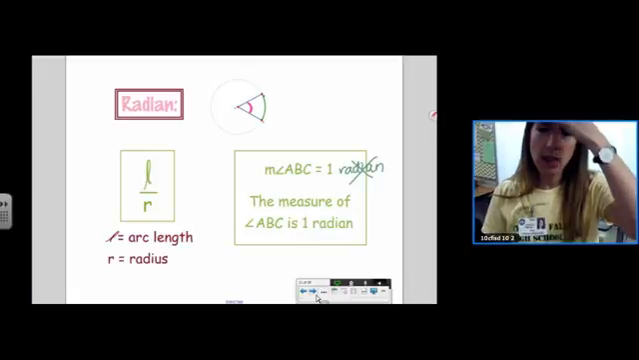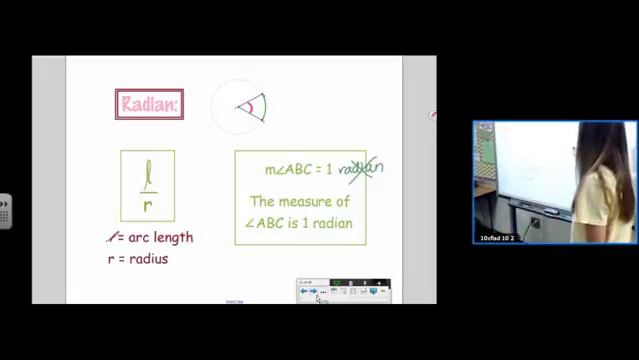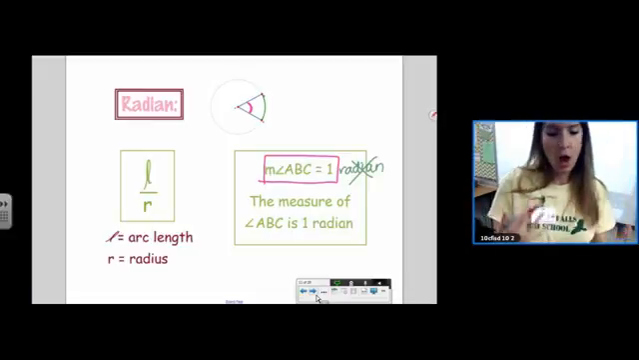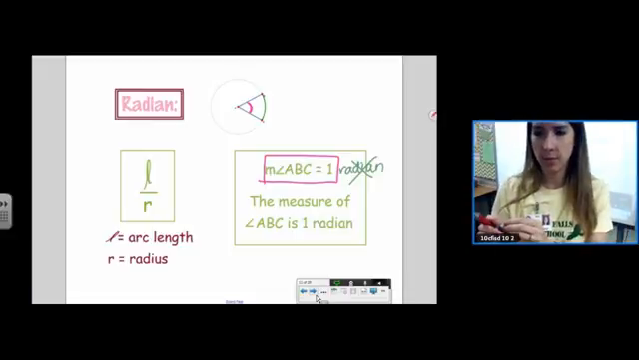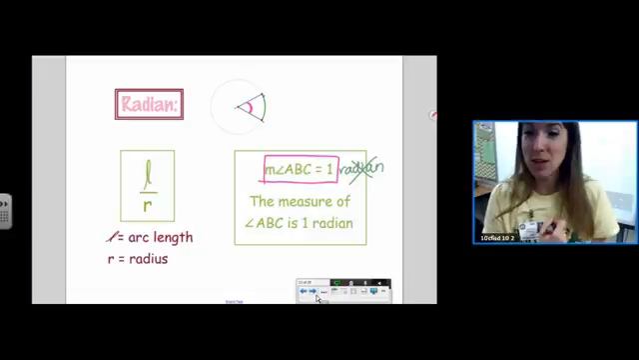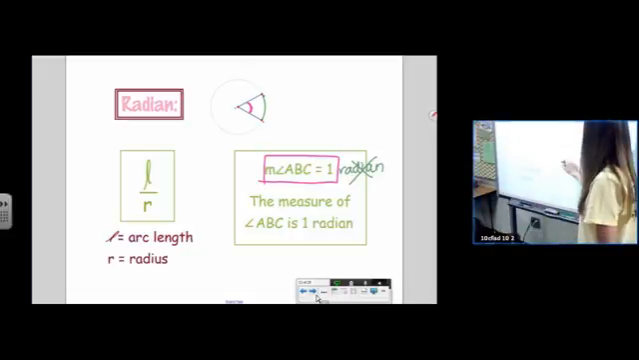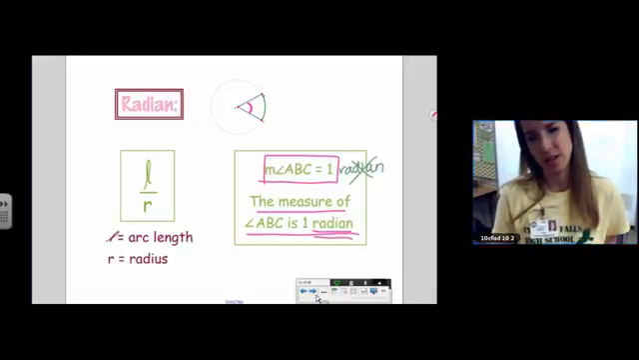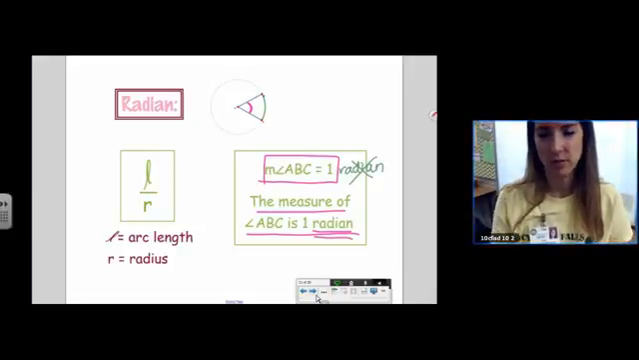So, okay, Neil, in this one, the measure of ABC equals 1. I'm just writing it like I would solve a problem and say it equals 1. And then I wanted to describe it using words. So that's why I described it using words here, and that's why I wrote radian here, because I'm trying to describe it using words. That's a really good question, though.